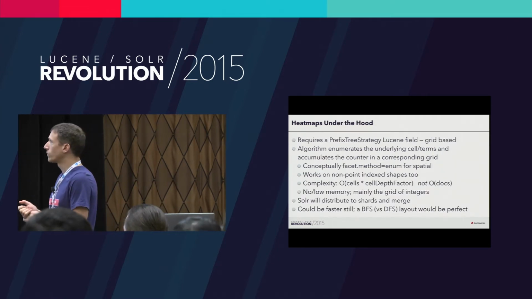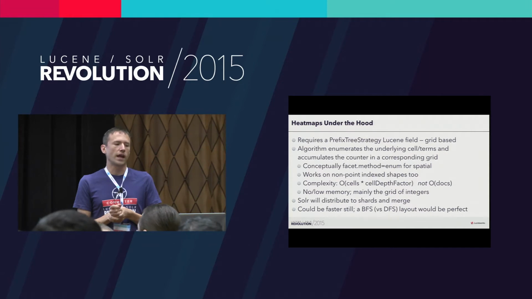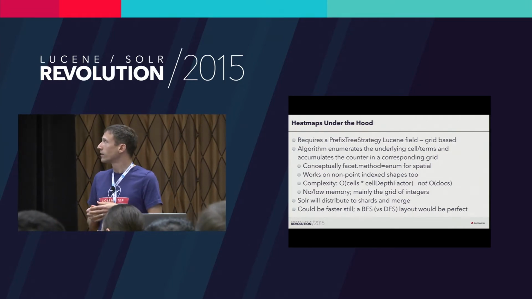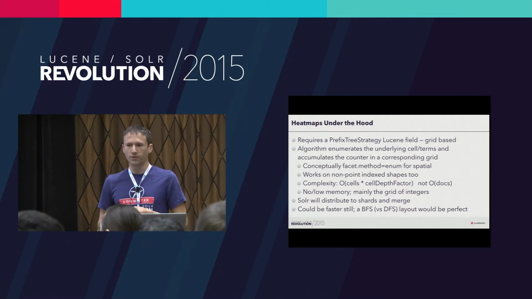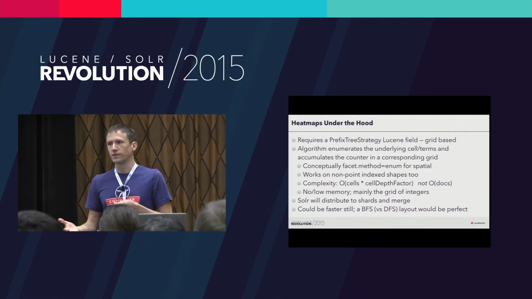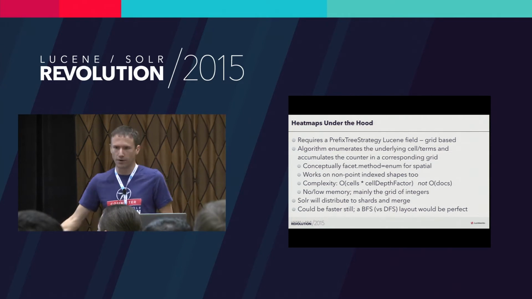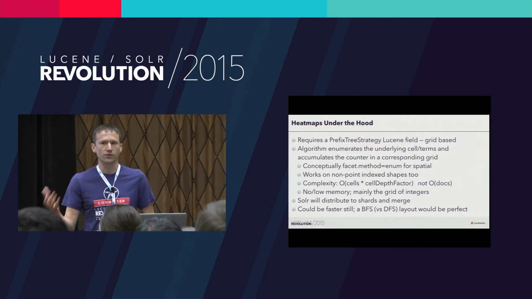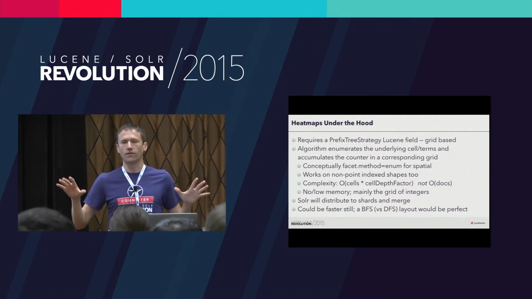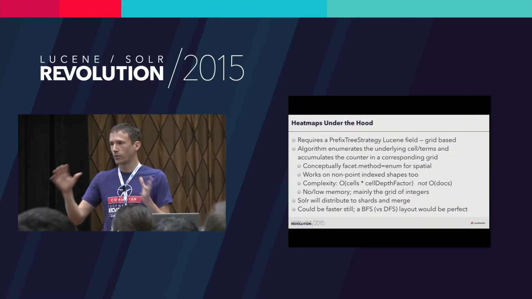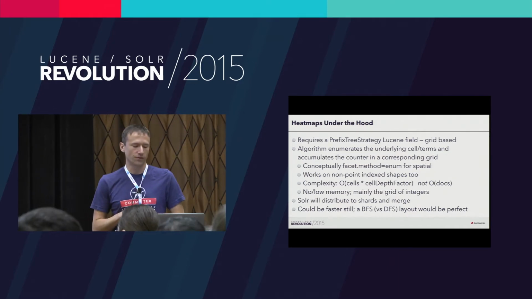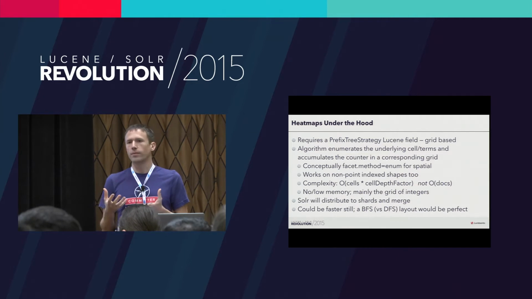So under the hood, how does it work? First of all, it requires what's called a prefix tree strategy based Lucene field. In the Lucene spatial module, there's a variety of spatial strategies, because there's different ways to index spatial stuff, whether it's bounding boxes or point data. Even if you have point data, there's different ways to do it. So there's an abstraction called a spatial strategy. Today, I'm not giving an overview of the framework, but needless to say, there's multiple ways to do things. You have to use this particular one, which I often abbreviate to RPT for recursive prefix tree, and which is a grid-based strategy. It indexes grid squares, basically.